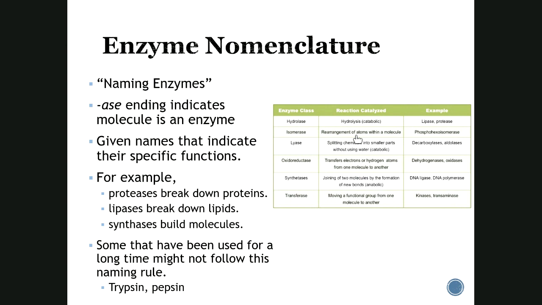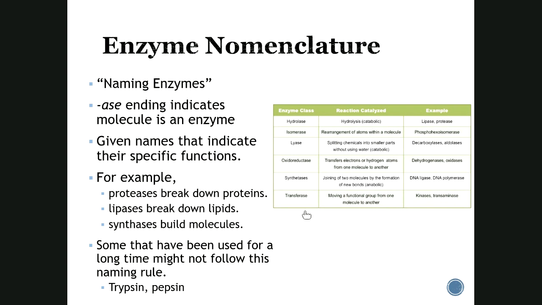Isomerase, isomers, is going to help with rearranging. Lyases are going to be splitting things up. Proteases are right here, they break down proteins, so think of protein-ases. Lipases break down lipids. Sometimes they build things up, sometimes they take them apart, sometimes they're moving functional groups. Enzymes do a lot of different things.